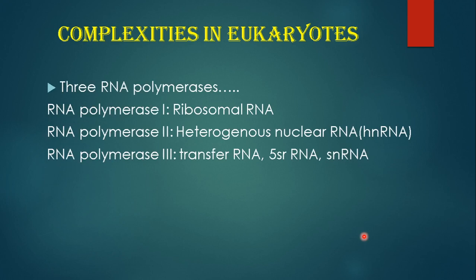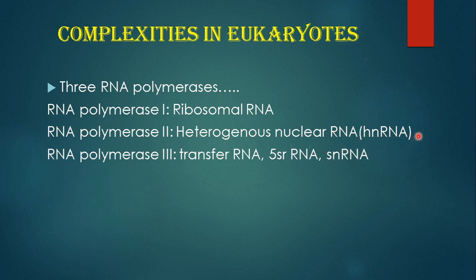In eukaryotes, there are three types of RNA polymerases, the enzyme. Unlike prokaryotes, where we find only one type of RNA polymerase responsible for formation of RNA, here there is RNA polymerase 1, 2 and 3. Each of them is responsible for formation of different types of RNA. Polymerase 1 will help in formation of ribosomal RNA. Polymerase 2 will help in formation of heterogeneous nuclear RNA.